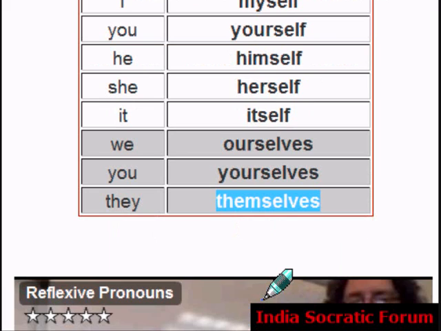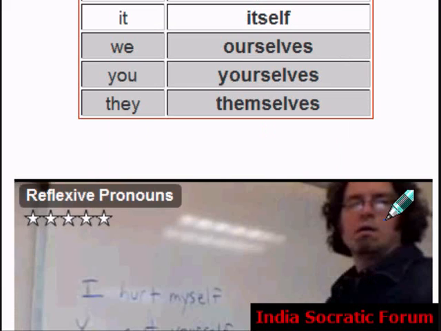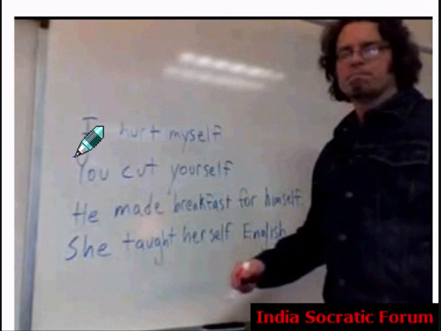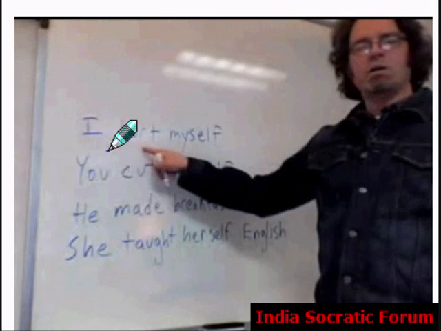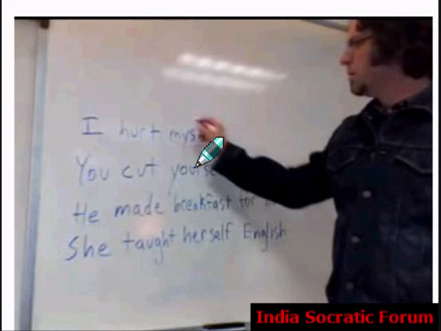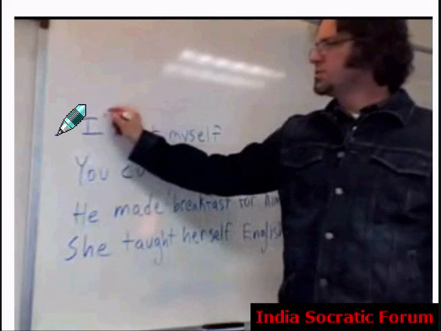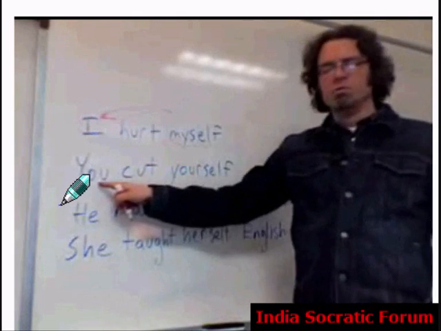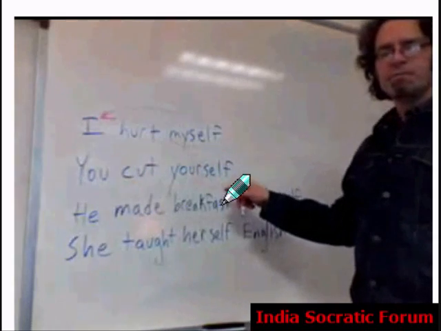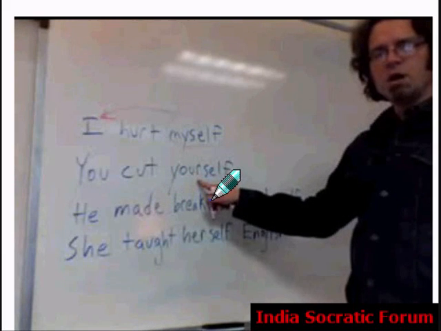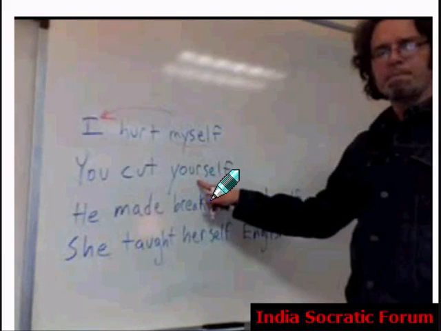Okay, let's see some simple examples of usage. Here, the first example is I hurt myself. Here the reflexive pronoun myself refers back to the subject I. You hurt yourself. The reflexive pronoun yourself. You cut yourself.